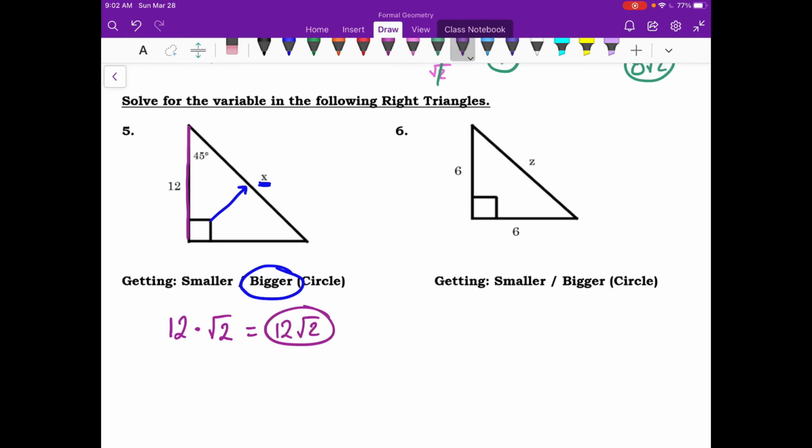Okay, number 6, same kind of concept here. Let's figure out what our variable is. Our variable here is z. It's across from the 90 again, so we are getting bigger. We have 2 leg lengths in this case, but we only need to use 1. So we're going to just take 6 and multiply it by square root of 2. And we get 6 root 2.